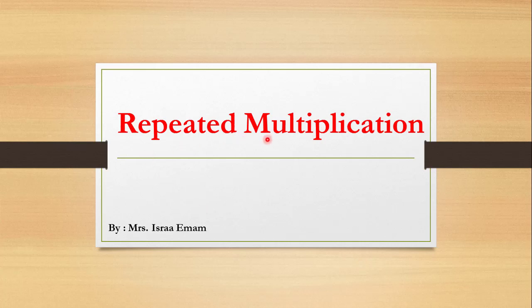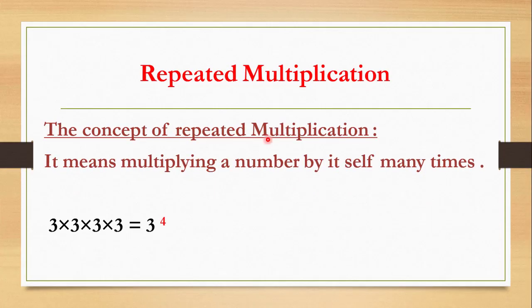Let's talk about repeated multiplication. What do we mean by repeated multiplication? It means multiplying a number by itself many times. For example, here we have 3 times 3 times 3 times 3. So we multiply the number 3 by itself 4 times. In this case, we write it as 3 to the power 4. So 3 to the power 4 means 3 times itself 4 times.